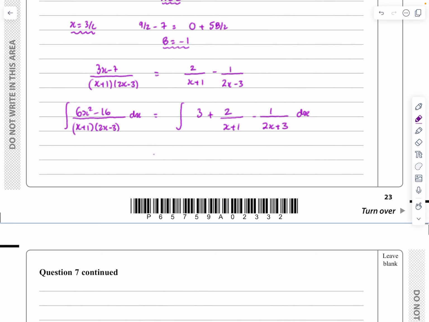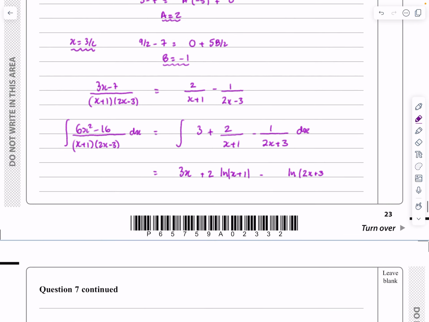So integrating 3 is 3x. Integrating 1 over x plus 1 would be log of x plus 1. So 2 over it is going to be plus 2 log. Now, when we're doing this absolutely properly, that should be a modulus sign there. And then the same with the next one. It's going to be minus the log of 2x. Have I changed a plus to a minus again there? Yeah, I have to be really careful about that as I'm going through. Sorry, that's a minus there.